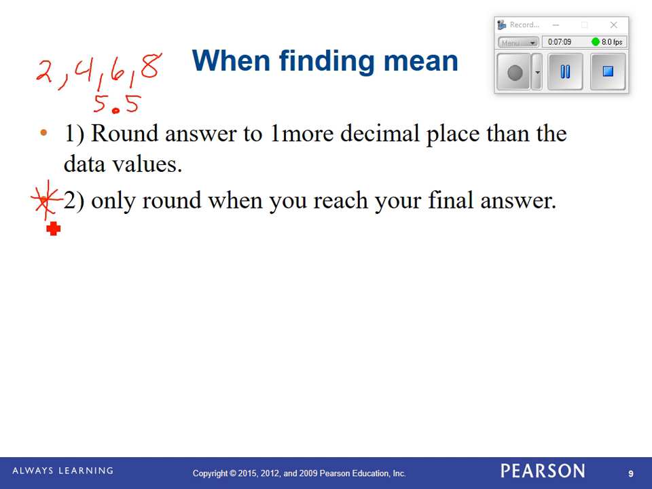Only round when you reach your final answer, so keep your numbers on your calculator and just keep punching in. You'll add up all these, then divide by this, then times it by this, and it'll always be right there on your calculator. So don't round off until you absolutely have to. That's going to make your answer as precise as possible.